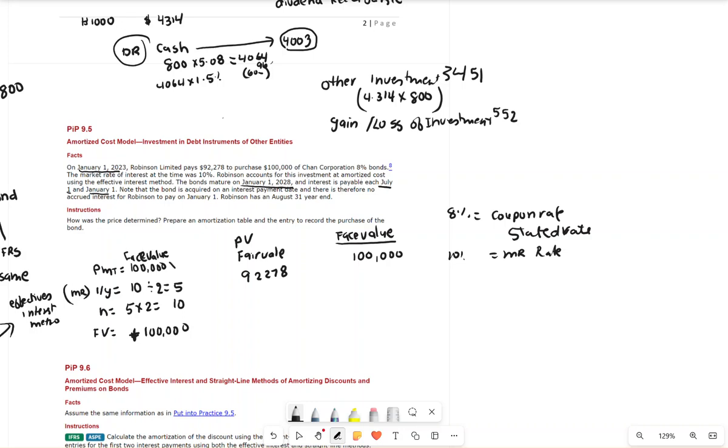Face value of your bond multiplied by the 8%. Since we're going to be receiving 2 payments in a year, we are going to get 4,000. So this number is a positive number, and what we're going to do is compute our present value. That present value is 92,278. So put it into your calculator, you will get this number.